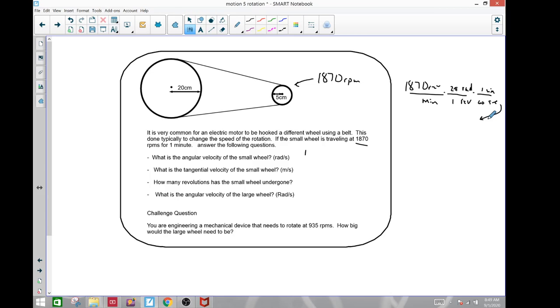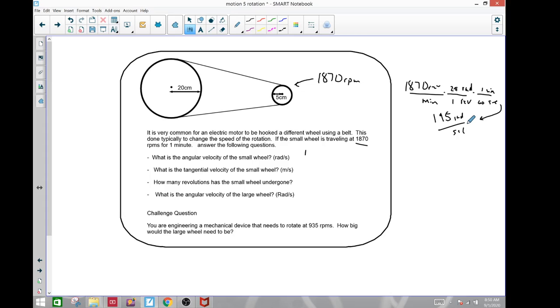So 1870 times 2 times pi divided by 60 is 195 radians per second. 195 radians per second.